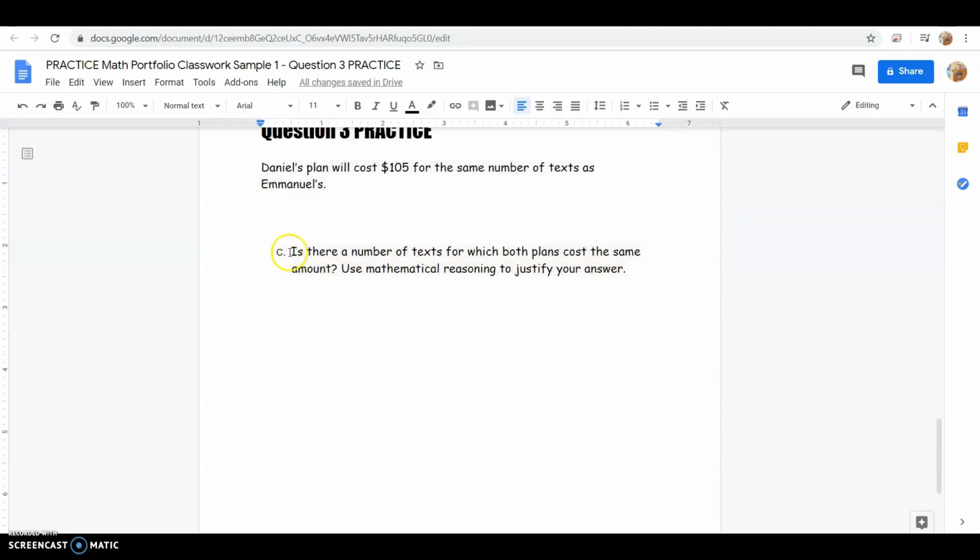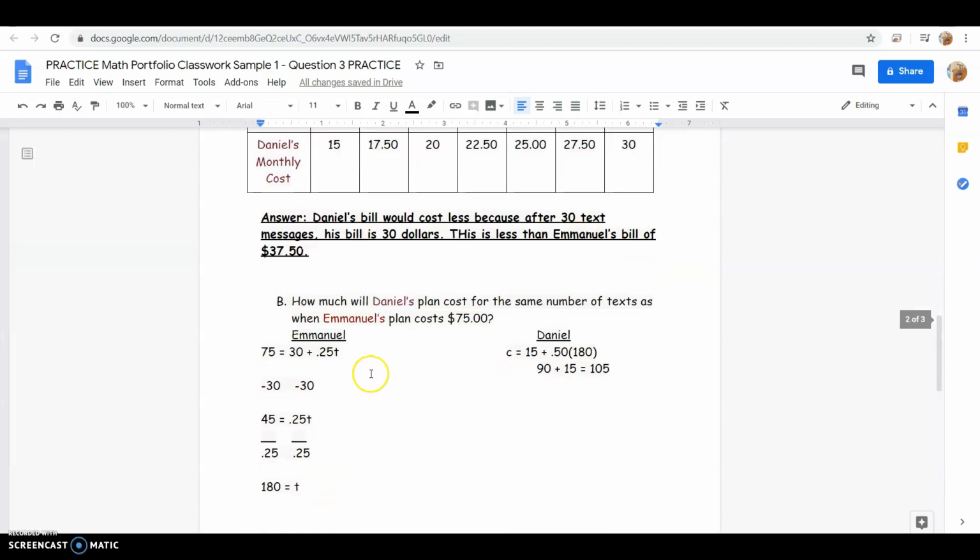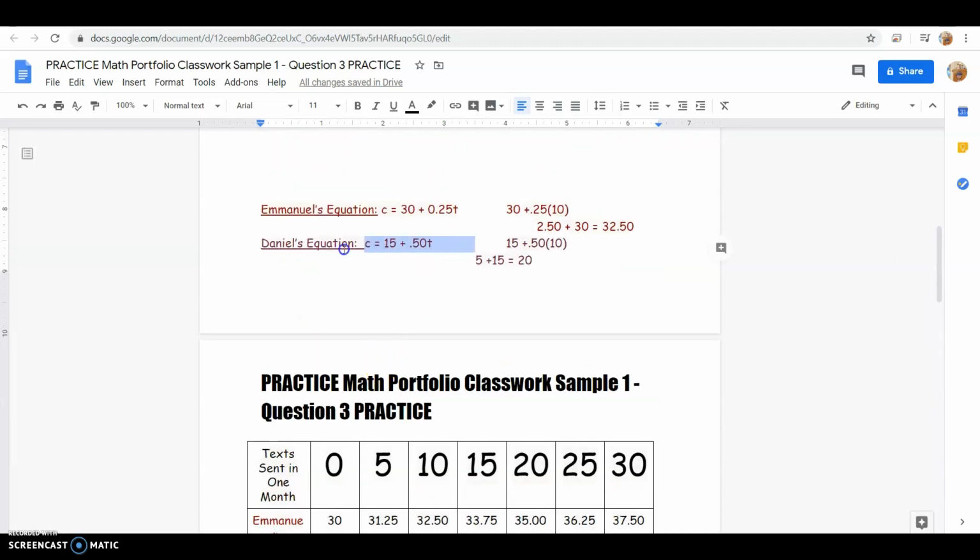Now lastly, is there a number of texts for which both plans cost the same amount? Well, let's see. So let's take our two equations. I want Daniel's equation.